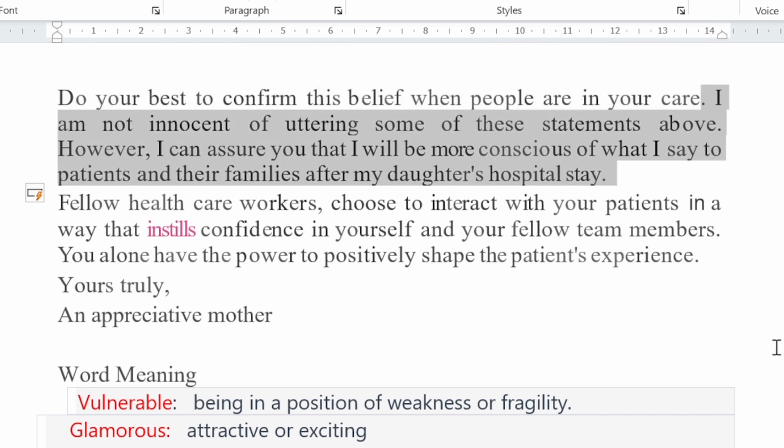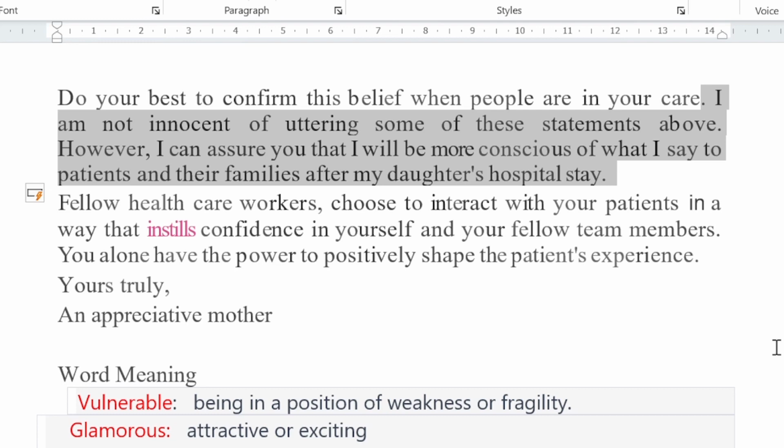I am not innocent of uttering some of these statements above. However, I can assure you that I will be more conscious of what I say to patients and their families after my daughter's hospital stay. So here the speaker admits that she has made some of the mistakes mentioned earlier in the passage.